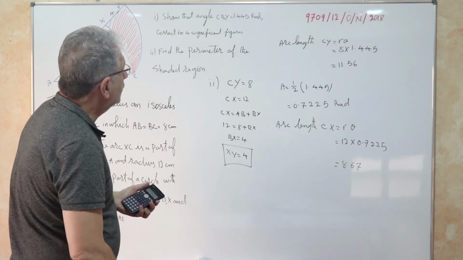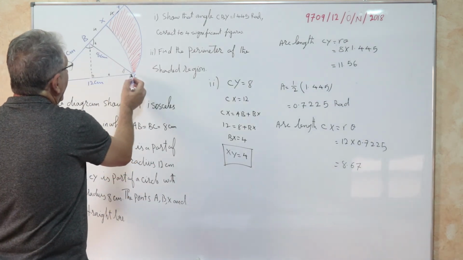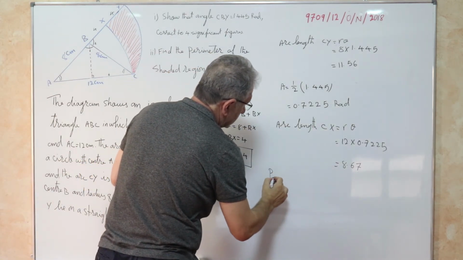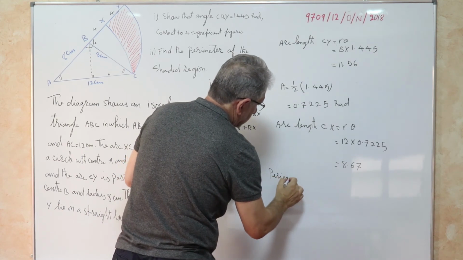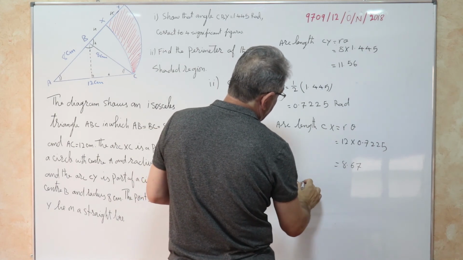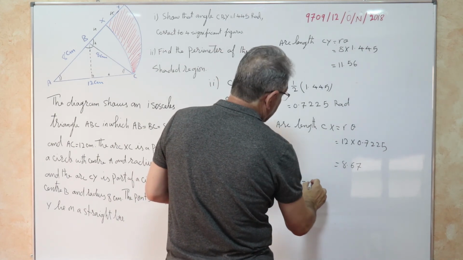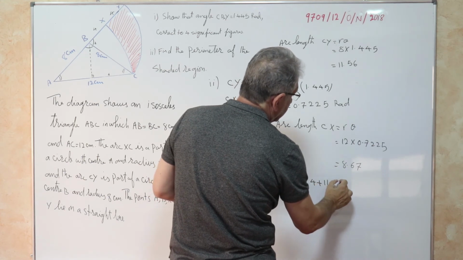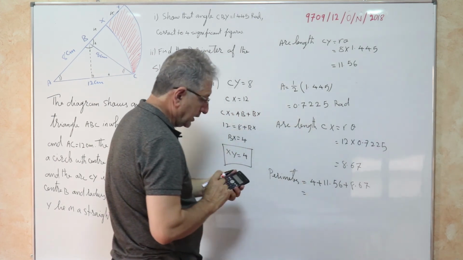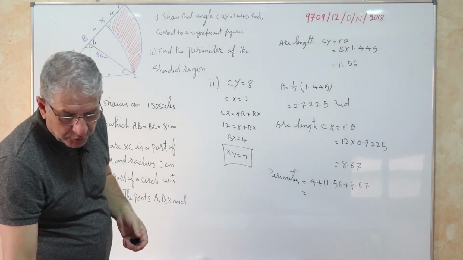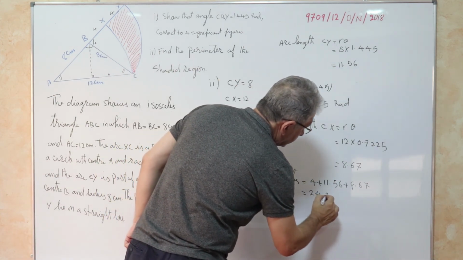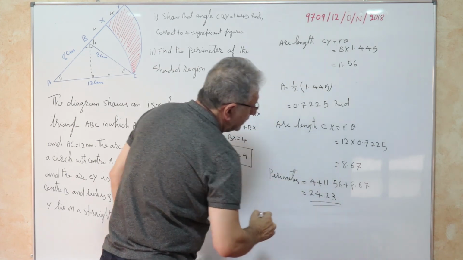Okay, now to find the perimeter, you have to add this, this, and this. Therefore, the perimeter is equal to 4 plus 11.56 plus 8.67. If you add them, you are going to get the value of 24.23. So 24.23. This is the final answer.